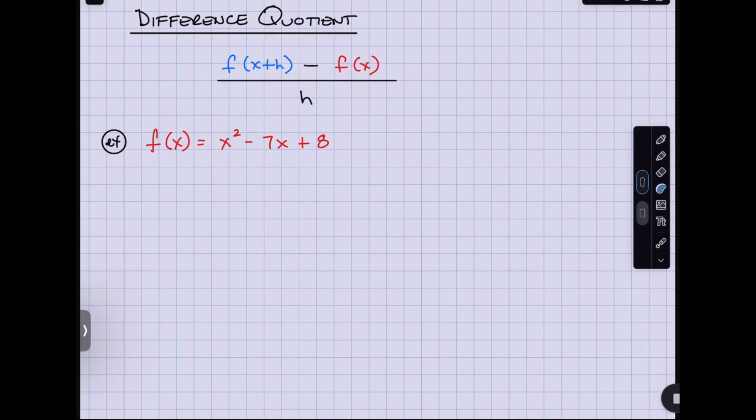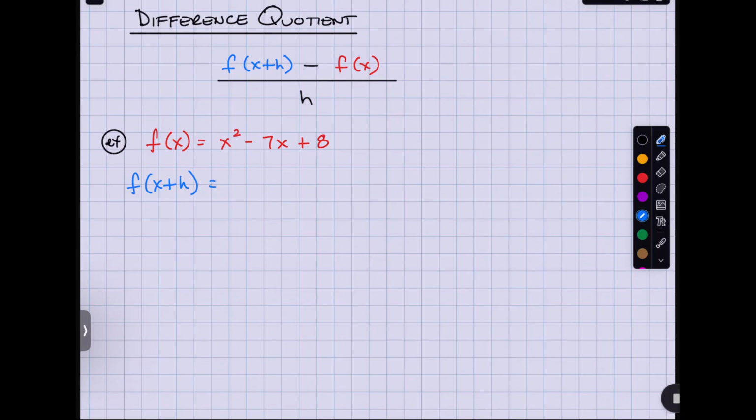Okay. Here's my question to you then. How do we go about finding f of x plus h? Any ideas? What do you mean by plugging it in? Plugging x plus h into the function. So we're going to put in the f function. Wherever the x is, we're going to replace the x with x plus h. Just like if we were to find f of 2. Right?